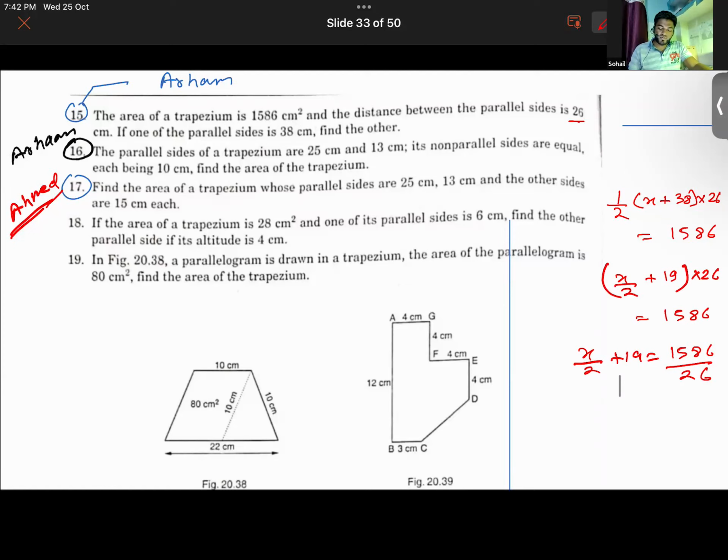Yes, sir. You can cancel by 13. So 26 sixes are 156, and 26 ones are this over here. So x upon 2 will be equal to 61 minus 19. So 61 minus 19, how much is that? 42. 11 minus 9, that is 2. 5 minus 1, that is 4 over here. So x will be 2 times 42, that is 84. So that is correct over here.